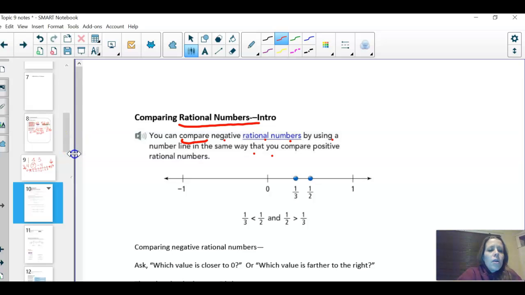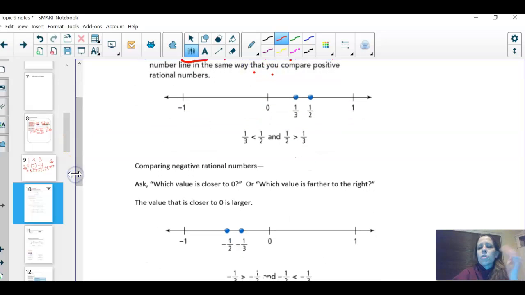So when we are looking at these, the important thing to remember is to break up our number line. Okay, so if I have negative 1, 0, and 1, I'm going to remember this is mayor or greater than.